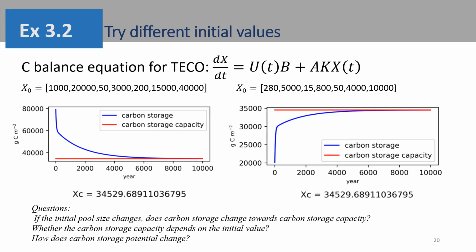By comparing these two simulations, we can see carbon storage from two initial values stabilize at around 35,000 gram carbon per meter square, which are similar to the carbon storage capacity. Now we are able to answer these questions. Especially, can we think about whether carbon storage capacity depends on the initial value? Let's fill the blank for exercise 3.2 in slide 11.